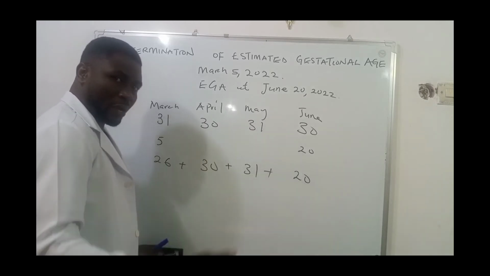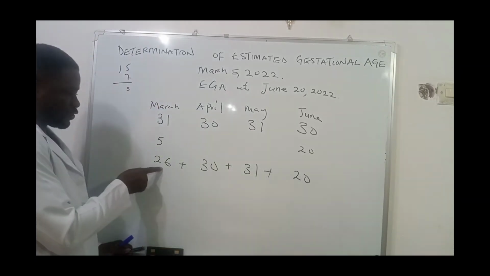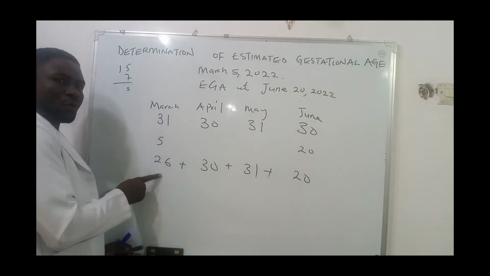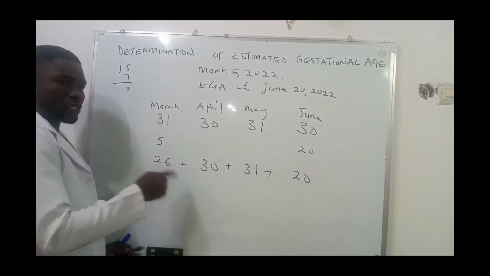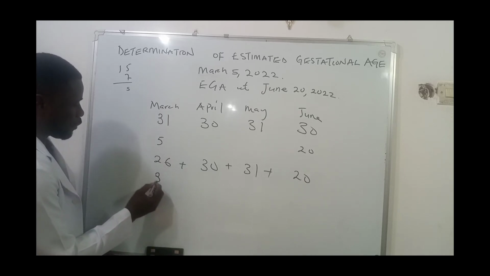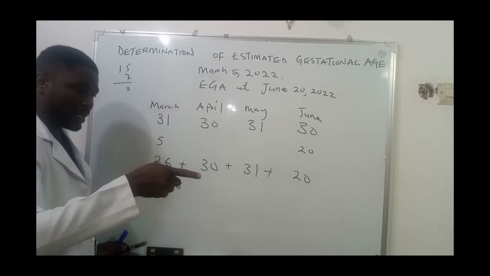In a month we have 4 weeks, and 4 weeks will be 28 days. So it means that for 26 here, how many weeks do you think will be within 26 days? That will be, of course, 3 weeks, since 3 weeks is 21 days.